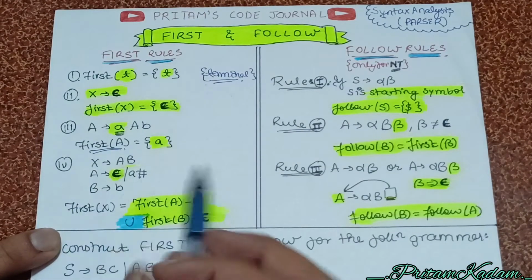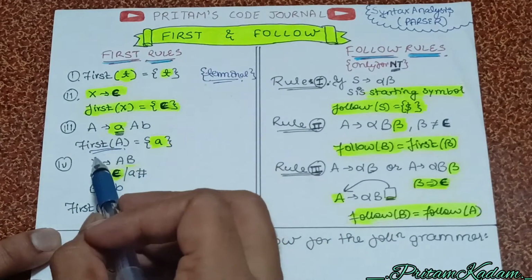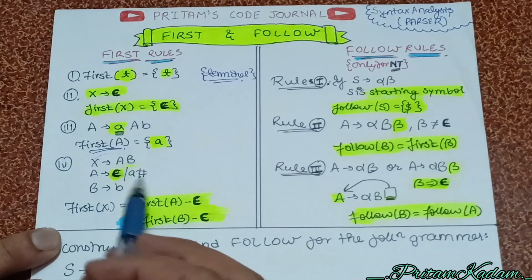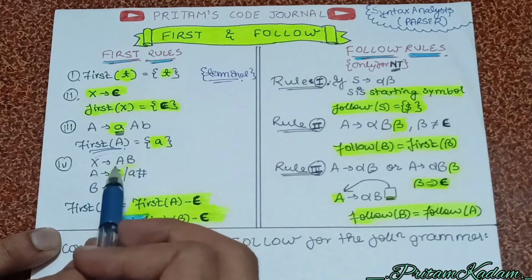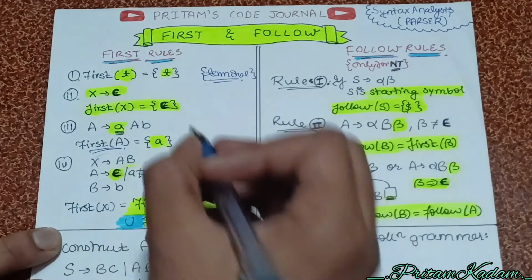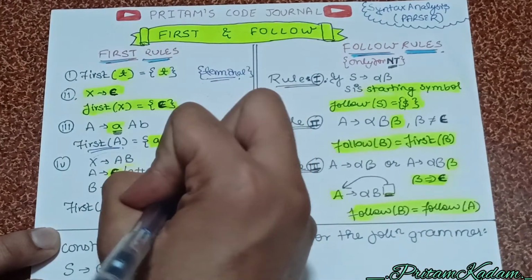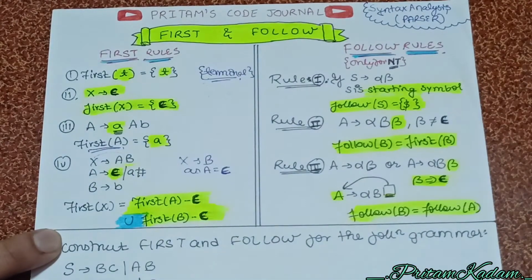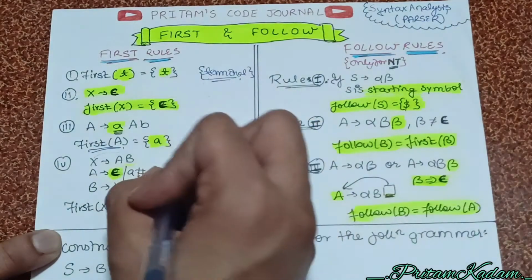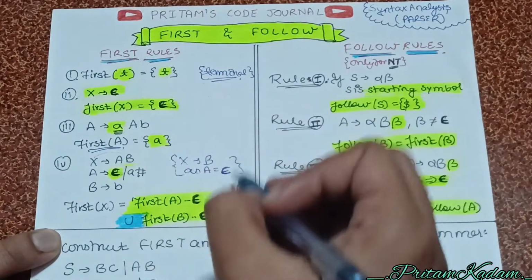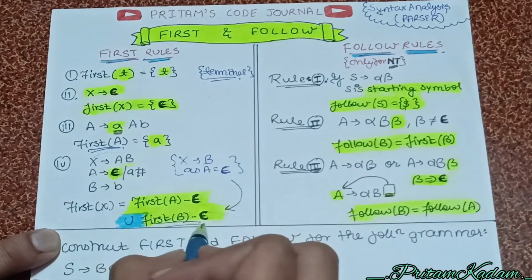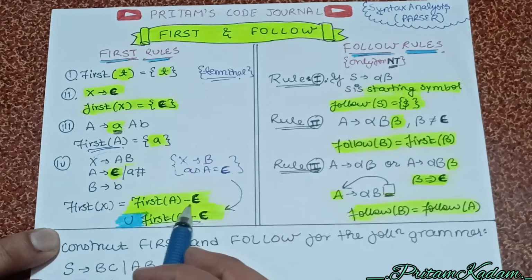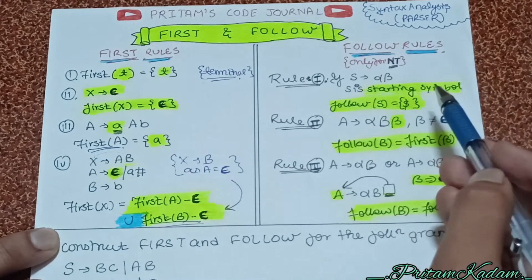And if we have it like this, that is A was containing epsilon, then we will go to B. So I will write the first of X as first of A minus epsilon union first of B minus epsilon. Because if we enter epsilon in place of A, then X's production would become X gives B only. So because of this I will write first of X like this, first of A minus epsilon, then union first of B minus epsilon.